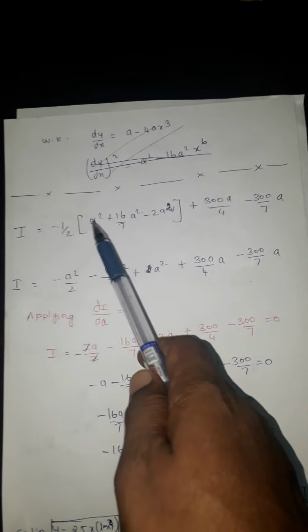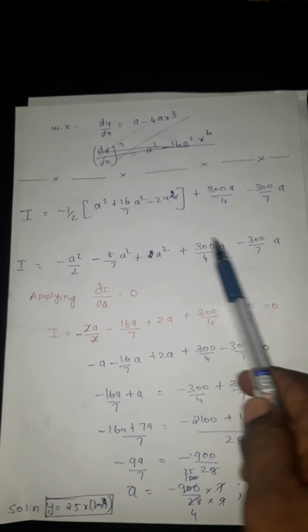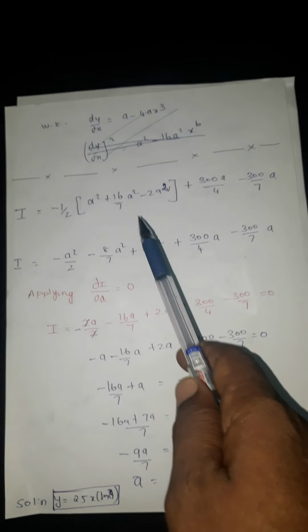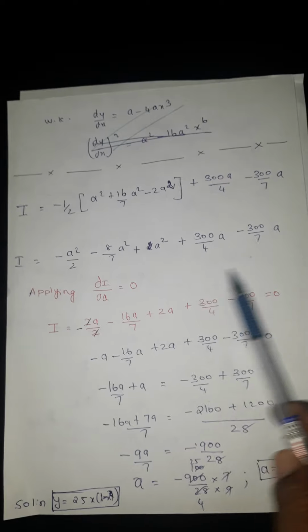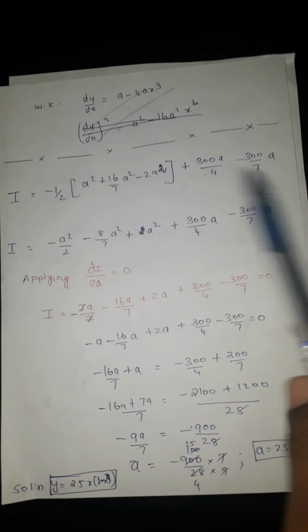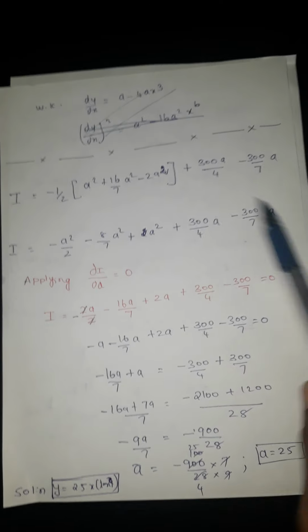I am getting this value after substituting the limit. So this is the value of I you got. Now according to Rayleigh's method, what you have to do is differentiate the equation with respect to a.